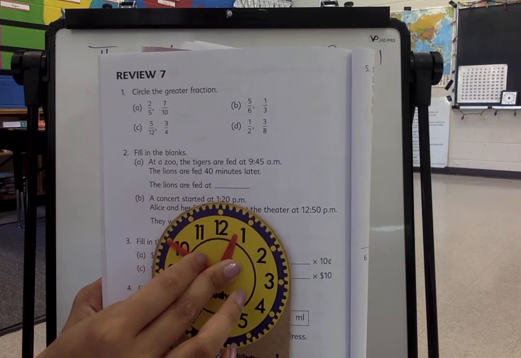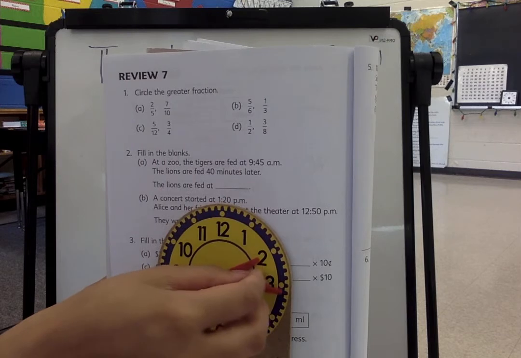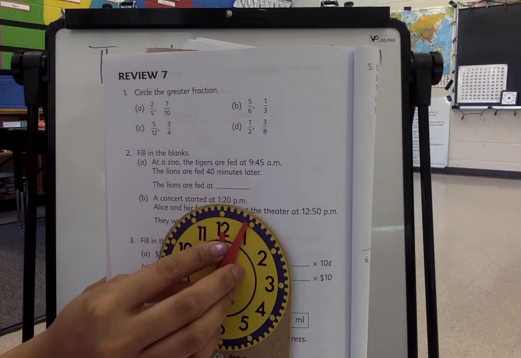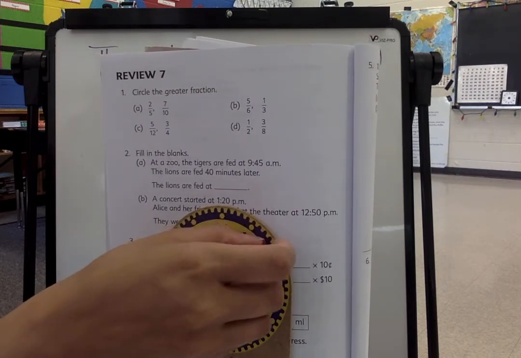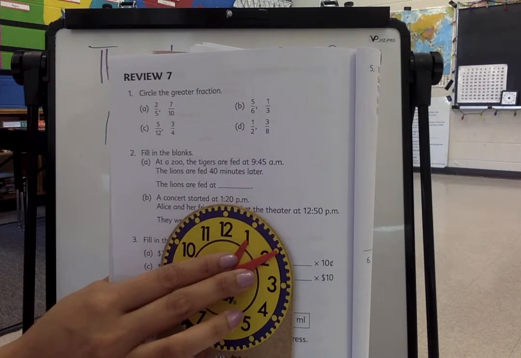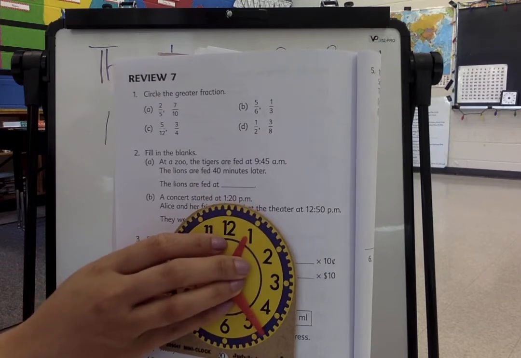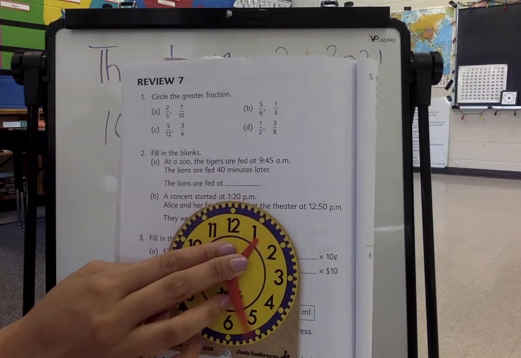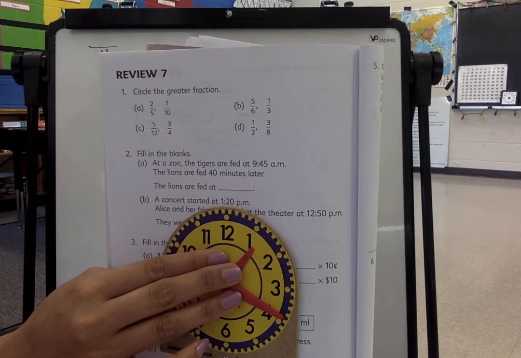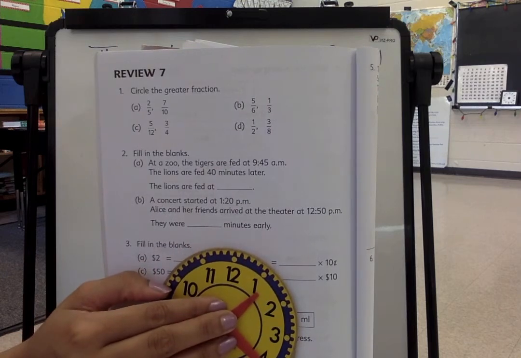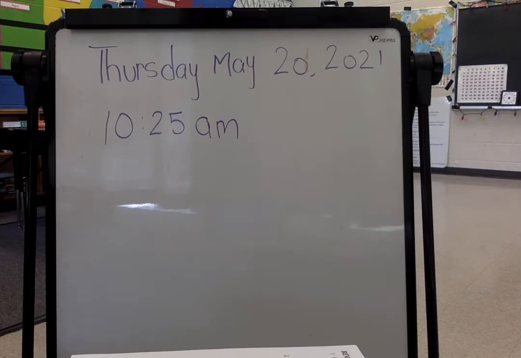So I'm going to go 5, 10, 15, because I crossed my 12, so I'm going to move my hour hand to 1. 20, my clock is really clumsy, 20, 25, and 30. So that means they arrived 30 minutes early. Okay, so they were 30 minutes early. So the answer is 30 minutes.